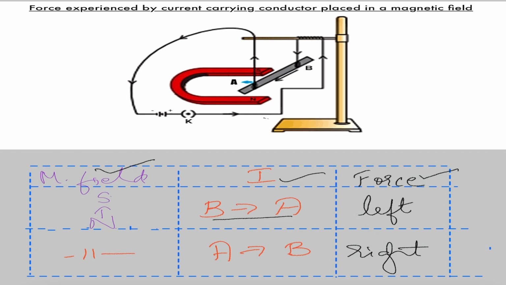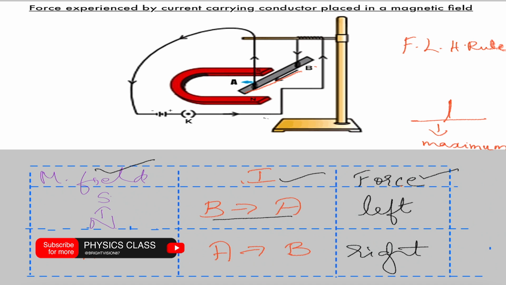It is also observed that the force experienced by this conductor will be maximum when the conductor and the magnetic field are mutually perpendicular to each other. When the conductor and the magnetic field are mutually perpendicular to each other, the force is said to be maximum. This can also be proved with the help of Fleming's left-hand rule. Fleming's left-hand rule helps us to find the direction of magnetic field, current, and the force that is going to be experienced by the conductor.